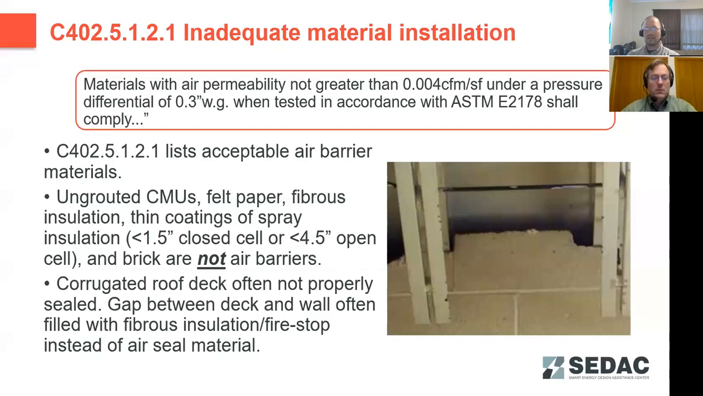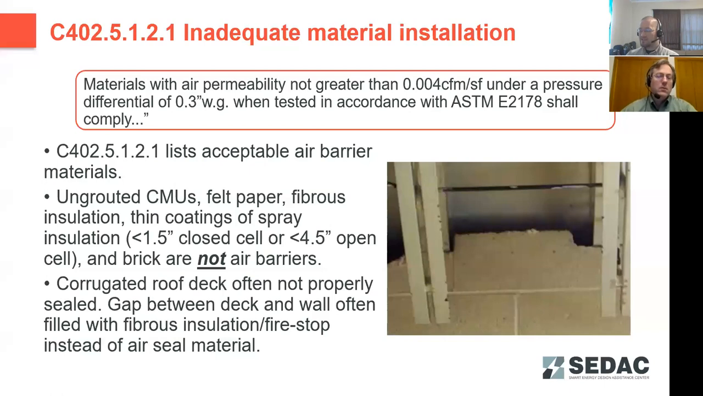For closed cell insulation, you have to have 1.5 inches or more to qualify as an air barrier. And for open cell, it has to be 4.5 inches, and we've seen some manufacturers that specify in their materials it has to be greater than 5.5 inches to qualify as an air barrier. So it's very important when you're installing materials, especially with spray foam, that you have the proper depth to achieve an air barrier with that material.